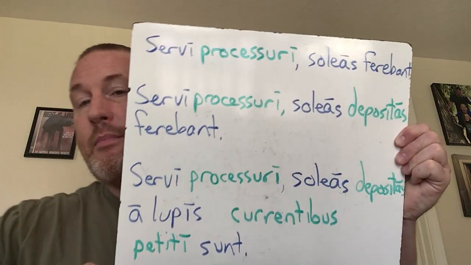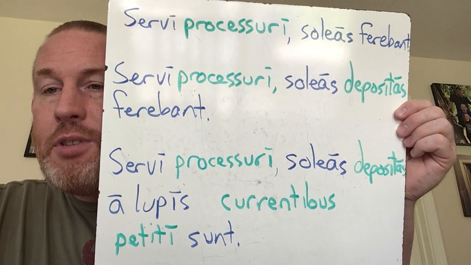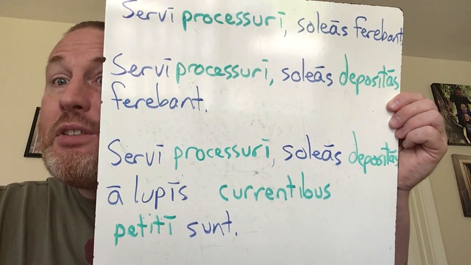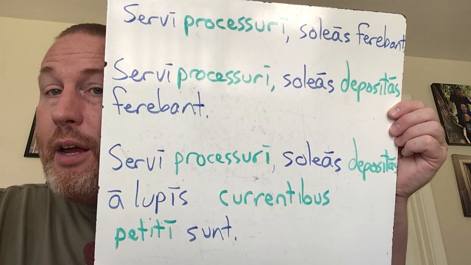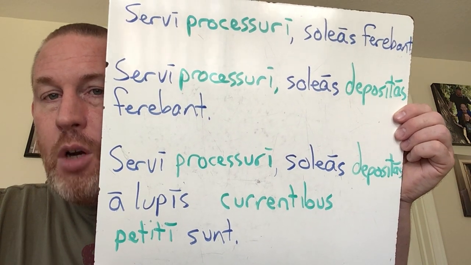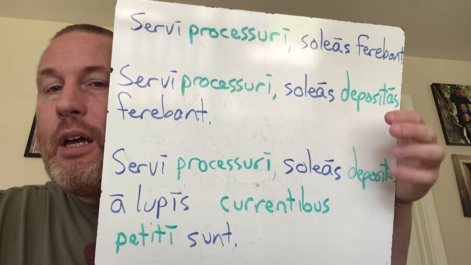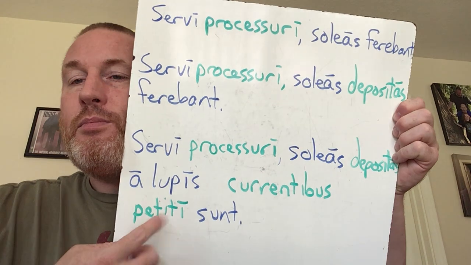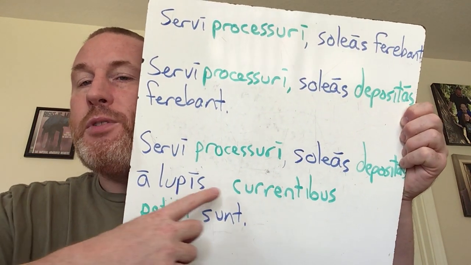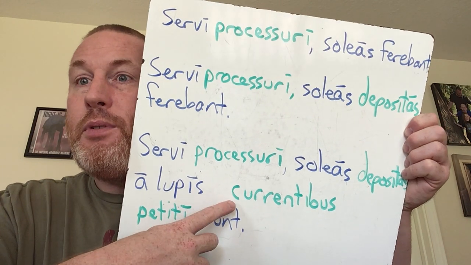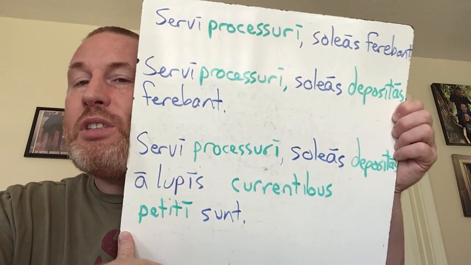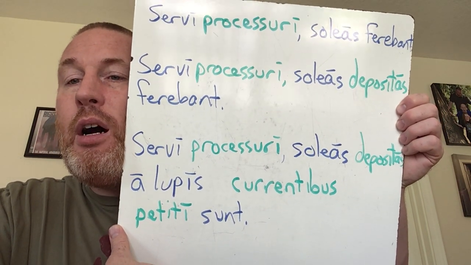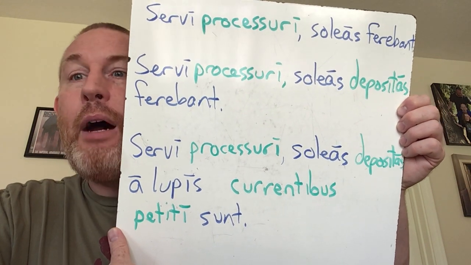The next one. Servi processuri soleas depositas a lupis currentibus petiti sunt. The slaves about to go forward, carrying, there should be a verb in there, ferebant. Were carrying the sandals having been put down. They were sought by wolves running. By running wolves. Okay, so the slaves about to go forward were carrying sandals, having been put down, were sought or were attacked by running wolves.